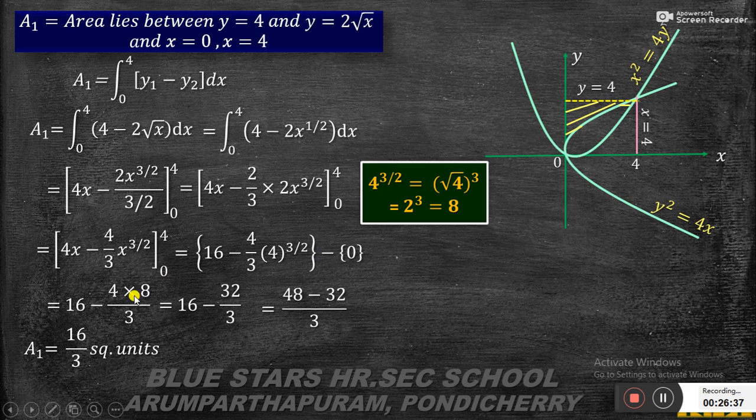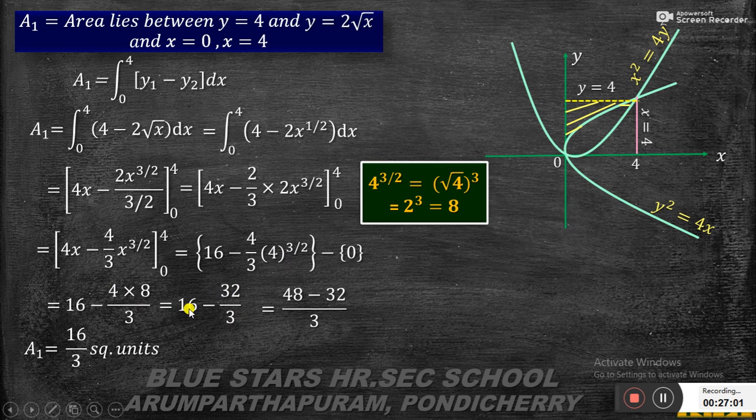So minus 0. Next, 16 minus 4 power 3 by 2, which means square root of 4, that means 4 power 1 by 2 whole power 3. 4 power 1 by 2 means root 4. Square root of 4 is 2. So 2 power 3 means 8. So 4 into 8 by 3 equal to 16 minus, 4 8s are 32 by 3.